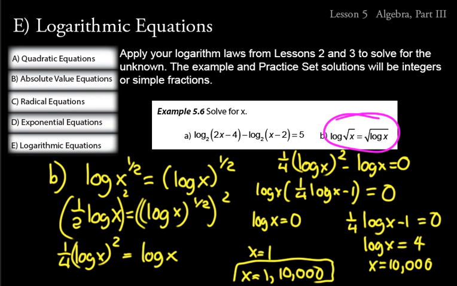Or you might even say x is 1 and 10 to the 4th, or x is 10 to the 0 and 10 to the 4th. You can say that as well. And that is all for Lesson 5.